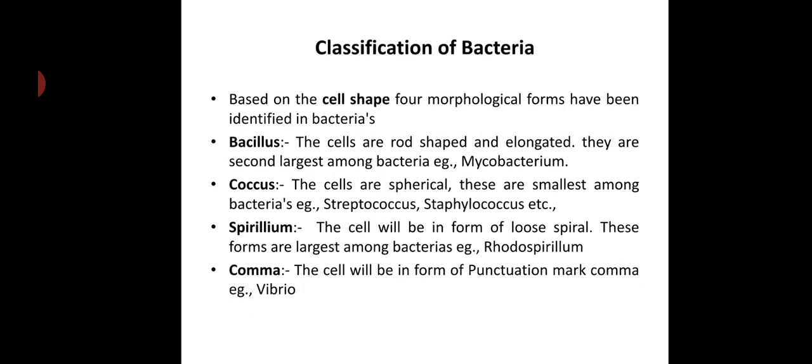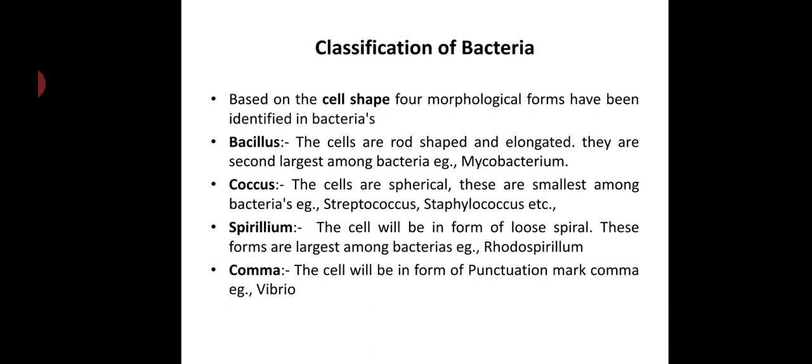Coming to the classification of bacteria. Bacteria are classified on different criteria based on the cell shape. Four morphological forms have been identified in bacteria. They are Bacillus, Coccus, Spirillum, and comma shaped. Let us see one by one. Bacillus. In this group, the cells are rod shaped and elongated. They are second largest among bacteria. Example, Mycobacterium.